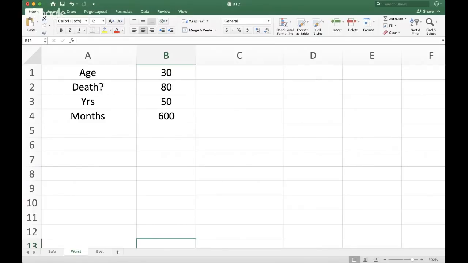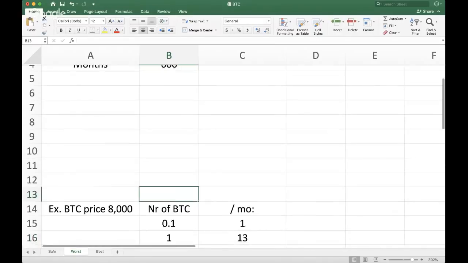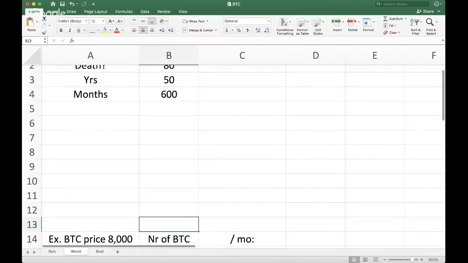And this is where it gets really interesting, because I need to calculate, at the price of 8,000, how many months can I last depending on what the price is and how many Bitcoins I sell a month? The math here is very simple. I'm just using an average of 8,000 right now because it could go lower, it could go higher, we don't know. So it just depends, and that's the tricky part.